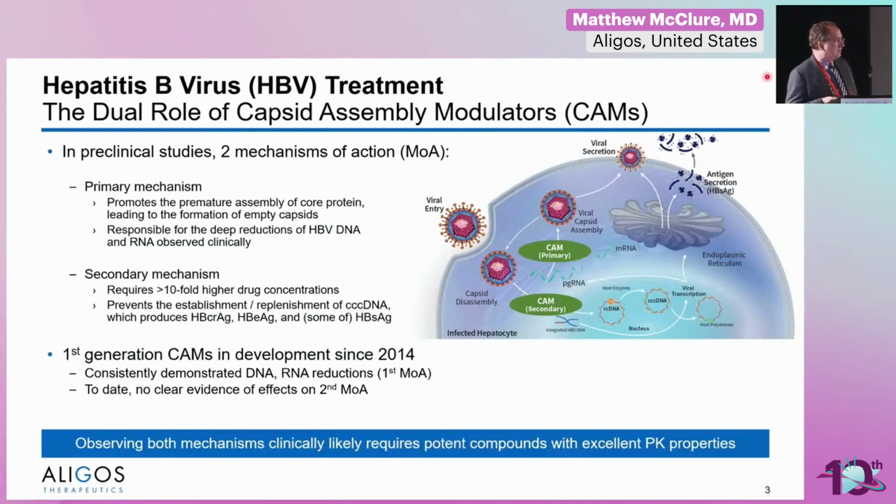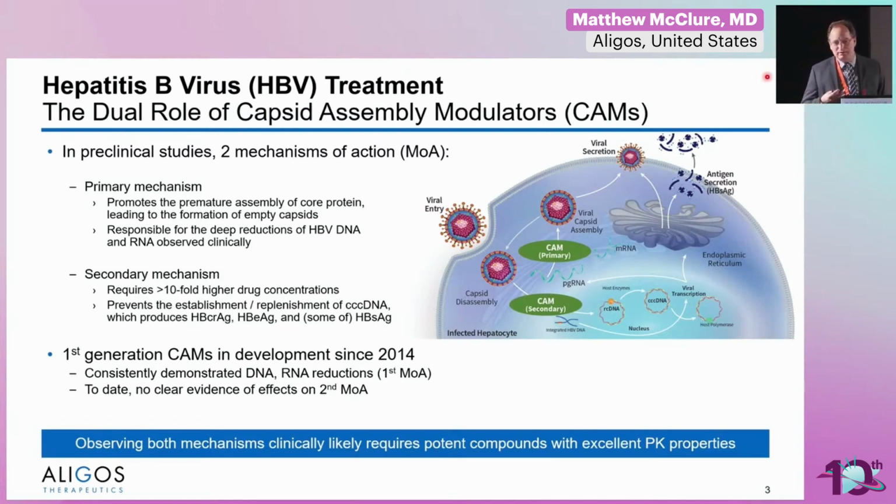So let's talk about capsid assembly modulators, which we've talked about a fair bit today. As many of you probably know, there are essentially two mechanisms of action that are hypothesized for capsid assembly modulators. These have been shown in in vitro studies. The first is the one we've been talking a lot about, which is the inhibition of assembly, or the acceleration of assembly of these particles, which prevents encapsidation, and as a result leads to reductions in DNA and RNA levels. That's called the first mechanism of action.